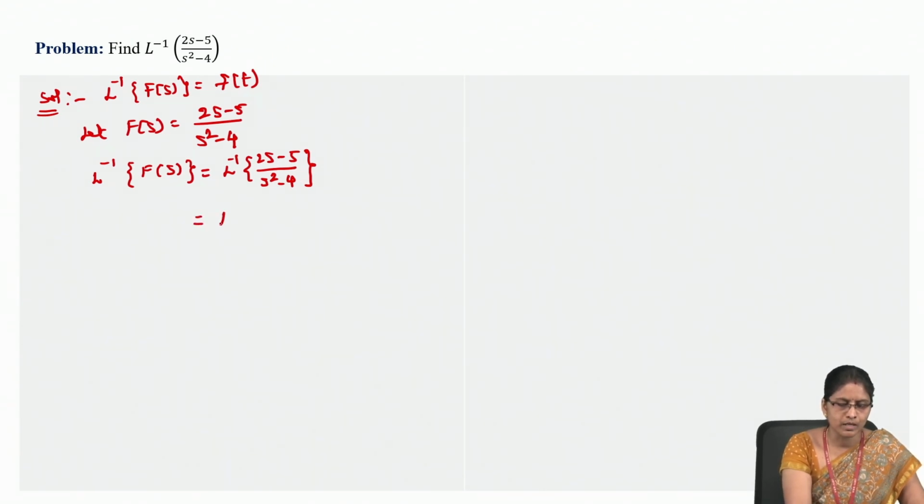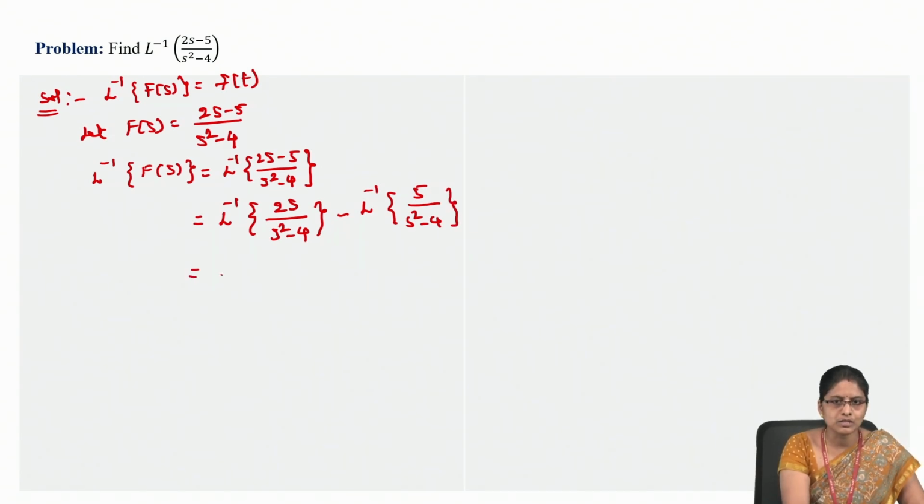That equal to, apply linearity property here, L inverse of 2s by s square minus 4 minus L inverse of 5 by s square minus 4. That equal to, here 2 is constant, take it outside of inverse Laplace transform, 2 into L inverse of s by, and denominator which can be written as s square minus 2 square, minus 5 is constant, 5 into L inverse of 1 by s square minus 4.